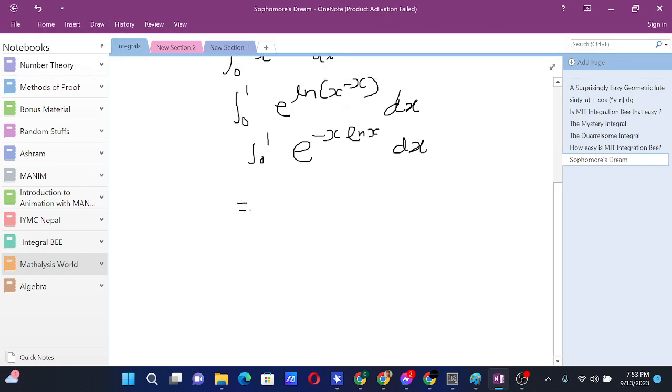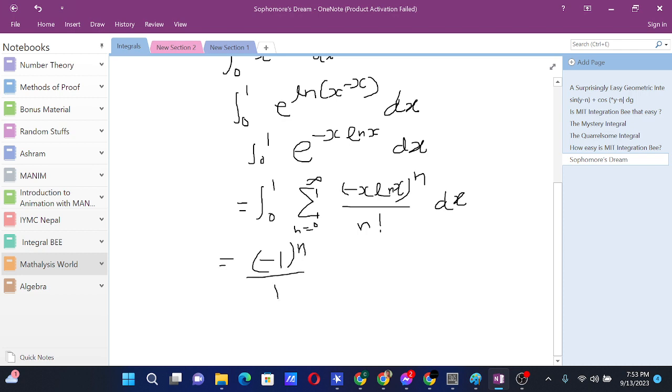If we use the series expansion of e, we get the integral from 0 to 1 of the sum from n equals 0 to infinity of (minus x ln x) to the power n by n factorial. This is the series expansion of e to the power y. Now we can just take the constants out. So minus 1 to the power n by n factorial are just constants. Since the integral is linear, the sum and the integral can be interchanged: the sum from n equals 0 to infinity of the integral from 0 to 1 of x to the power n (ln x) to the power n dx.